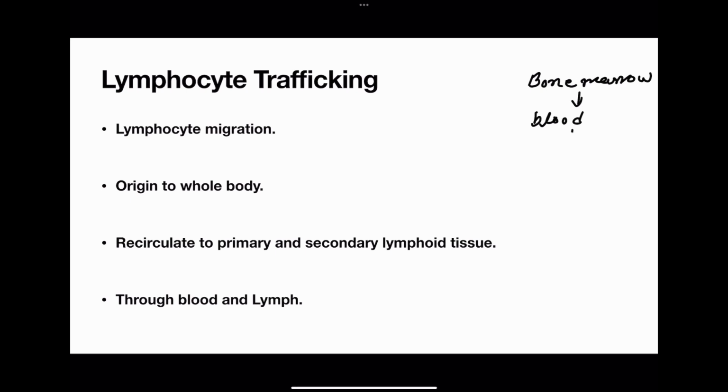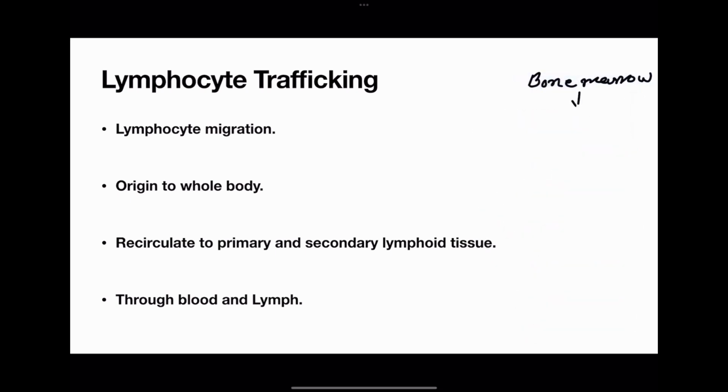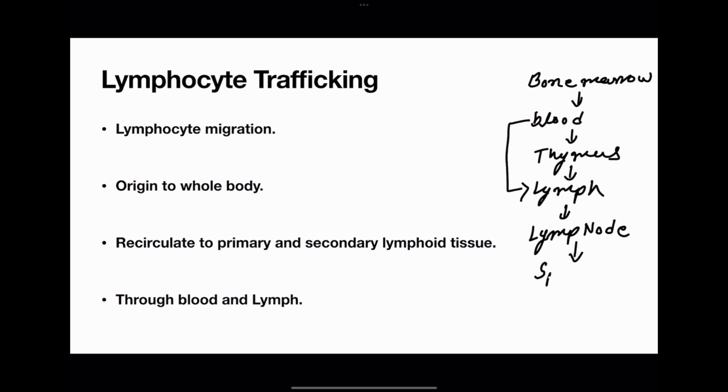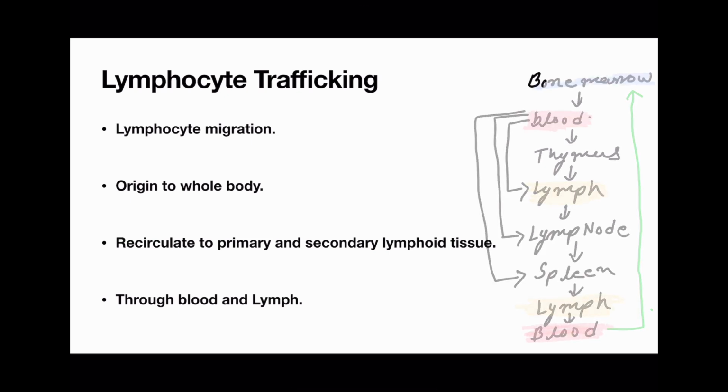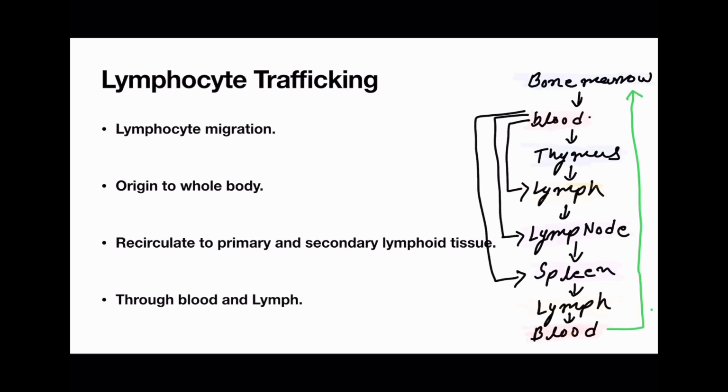Lymphocyte trafficking is also known as lymphocyte migration. In this process, lymphocytes, such as B cells and T cells, migrate from their origin to the whole body: blood and lymph, primary lymphoid organs, secondary lymphoid organs, and inflammation sites if needed.